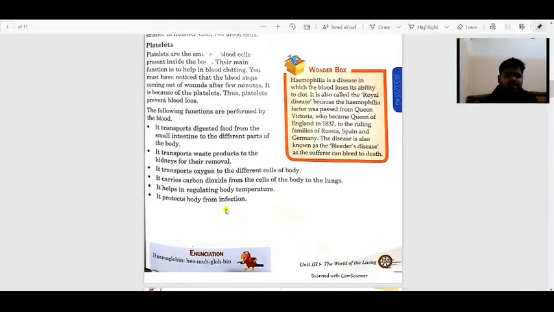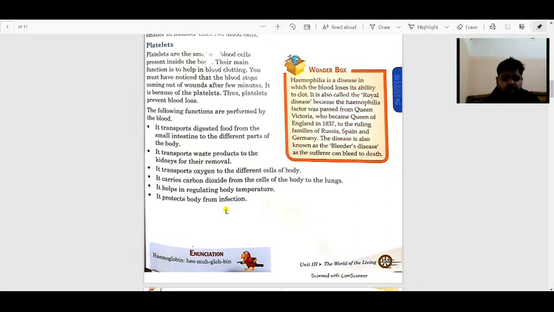And there are certain sets of functions that blood is doing, right? So first is the transportation of digested food. We know that blood के through ही हमारा जो खाना होगा जो आपका digest हो चुका है, it should be transported to each and every part. That is done with the help of blood, right?